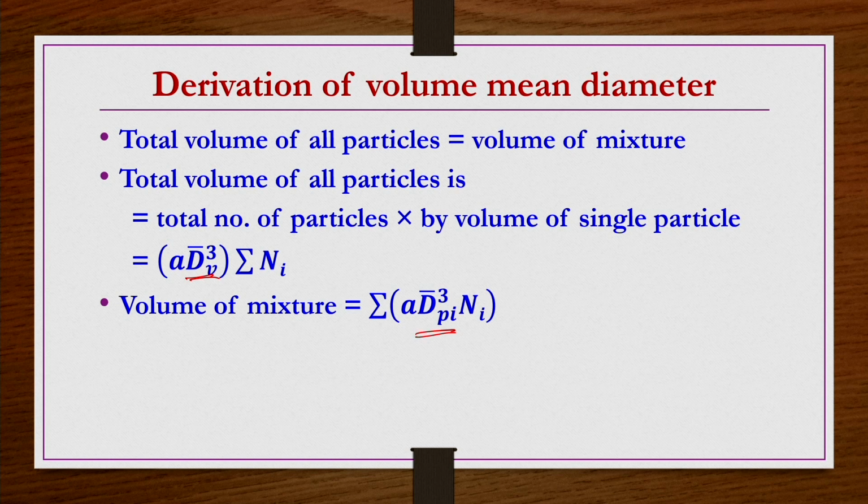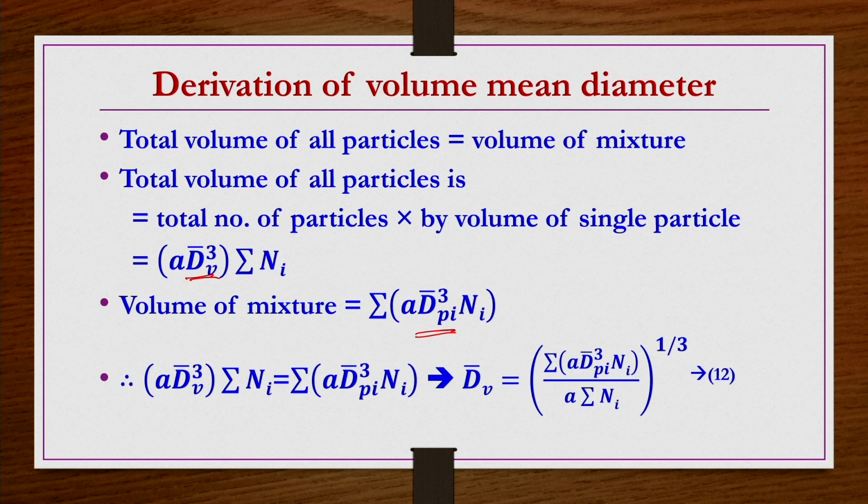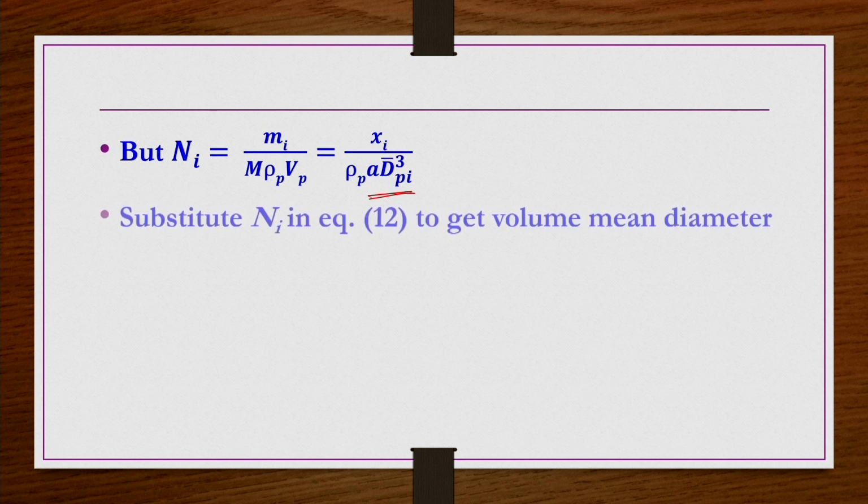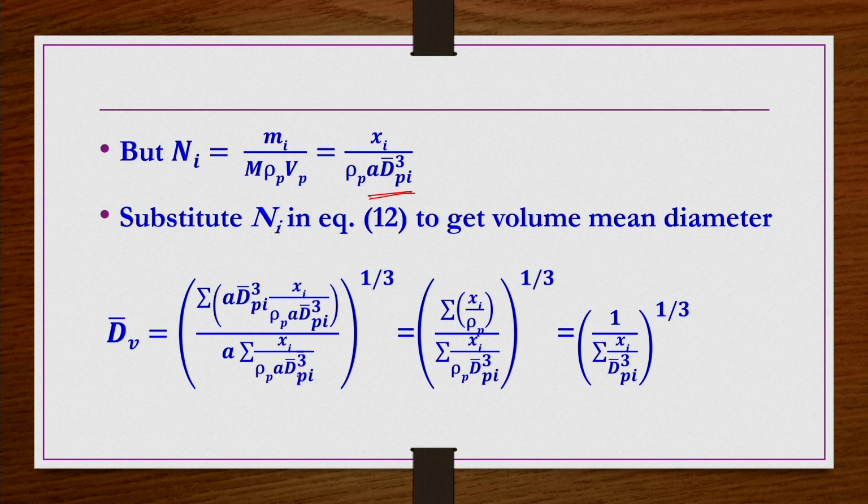When you equate these two, you will get dV bar like this. Here you substitute Ni equals xi by rho p Vp, where rho p is as it is and Vp is nothing but, for a given screen increment, A dPi bar cube. Substitute that in the above equation wherever there is Ni, and in sigma Ni, then simplify. You will get (1 by sigma xi by dPi bar cube) whole power 1 by 3, or the cube root of 1 by sigma xi by dPi bar cube, which is nothing but the volume mean diameter.